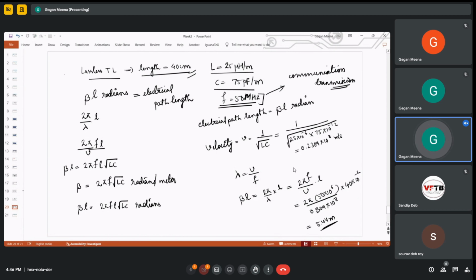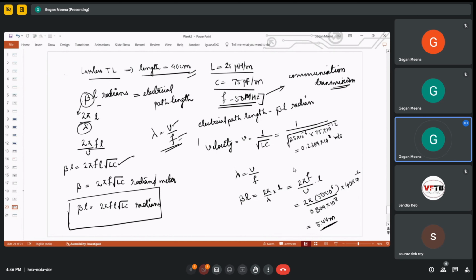And this we can easily find out using this one. Because beta is 2 pi by lambda, where lambda is the wavelength, and lambda is equal to v by f, velocity by frequency. Frequency we know, and velocity is 1 by root LC, so we can substitute it here. So beta L comes out to 2 pi f L root LC.